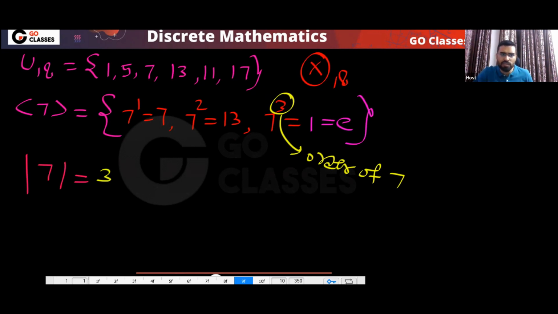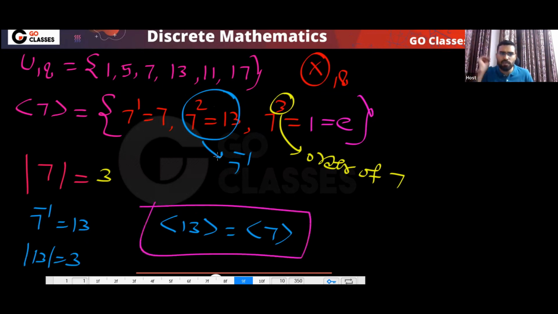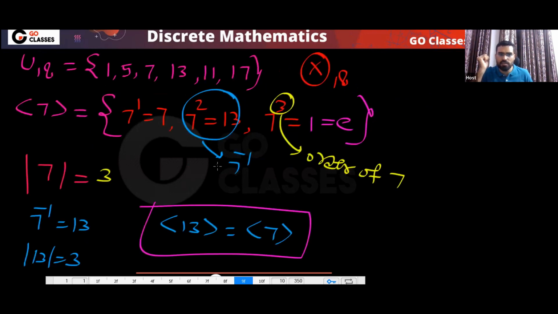And what is the inverse of 7? Here you can find the inverse of 7. So 7 inverse is 13. How many elements will 13 generate? 13 will also generate the same number of elements, so the order of 13 also will be 3. The same 3 elements will be generated by 13. So I can say that 7 and 13 are not generators.